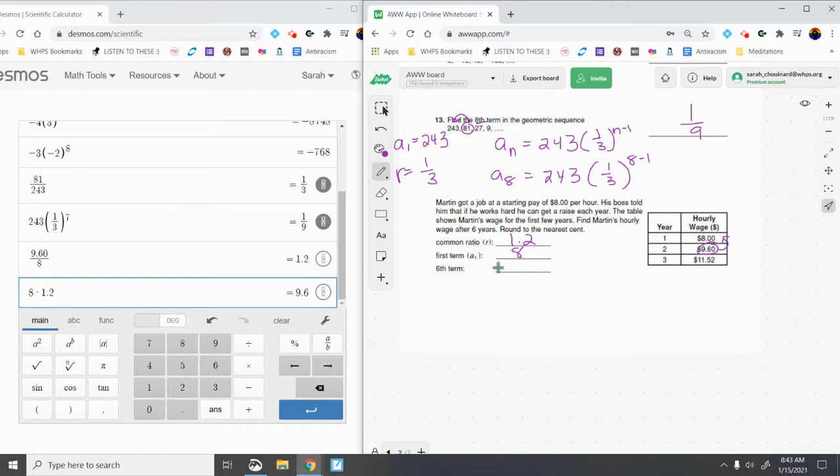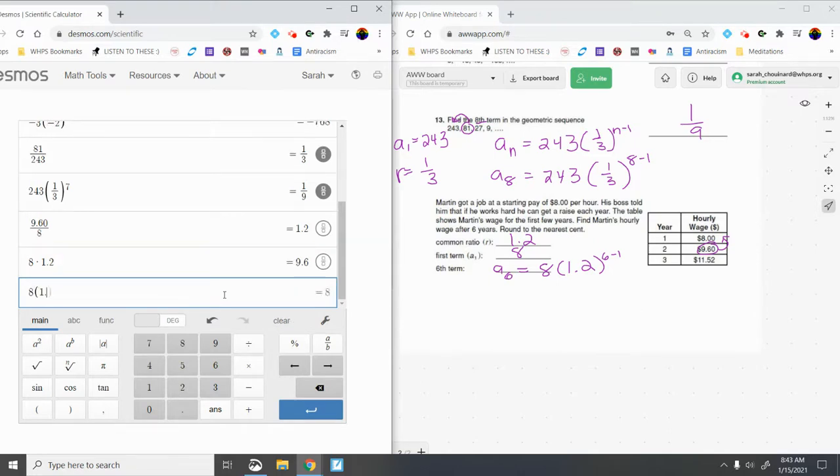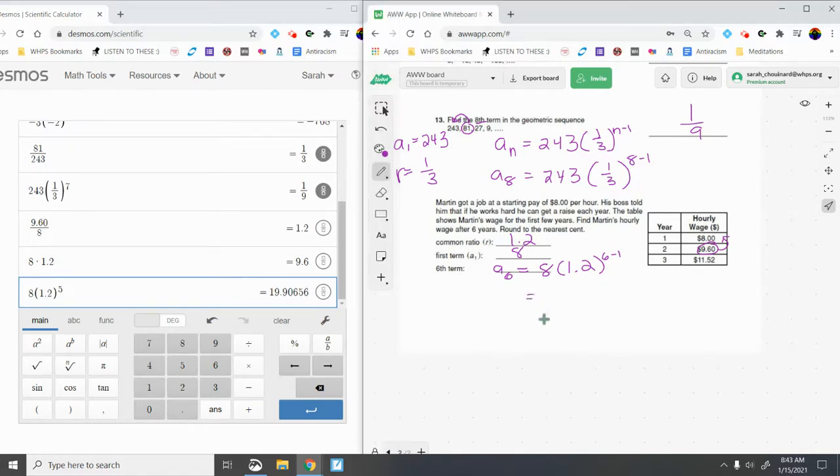So to find the 6th term, I'm going to do a sub 6 equals 8 times 1.2 to the 6 minus 1 power. So 8 times 1.2 to the 5th power. And they want us to write it to the nearest cent. So it's going to be $19.91 is how much money he's going to have after working for 6 years.